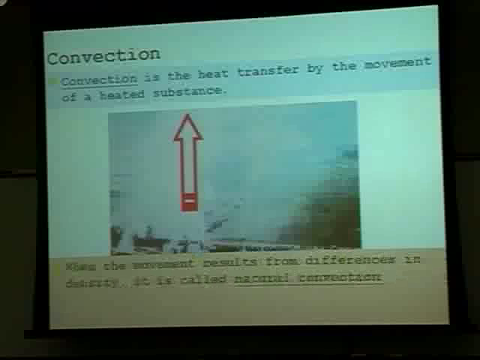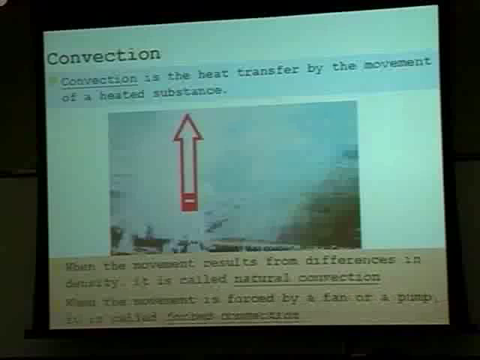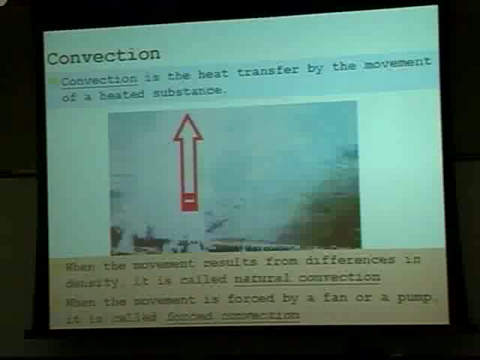2 kinds of convection. If the movement results from differences in density of the gas and commonly occurring, that would be natural convection. If you're less dense in one area and more dense in another, and there's some kind of natural flow into the less dense area, that would be natural convection. When the movement is forced by a fan or a pump, it's called forced convection.